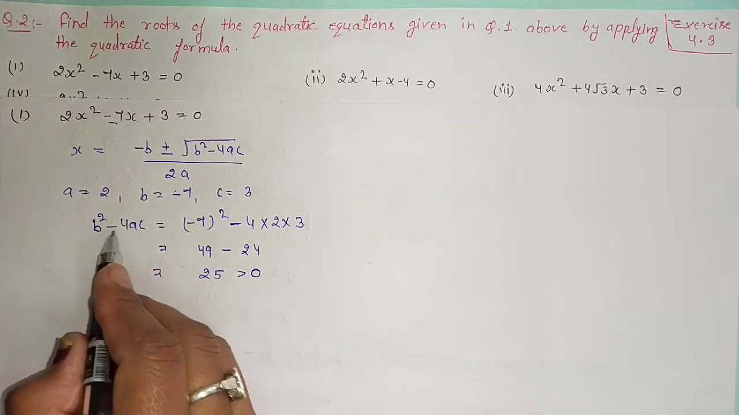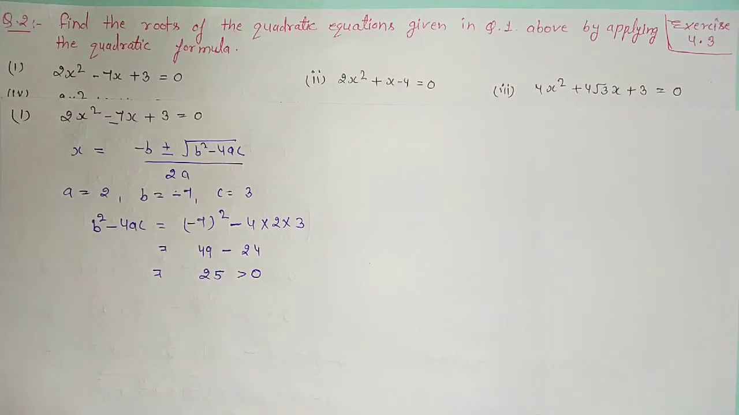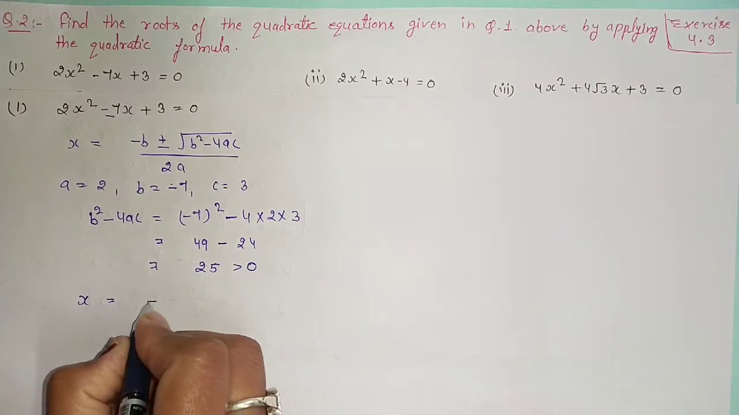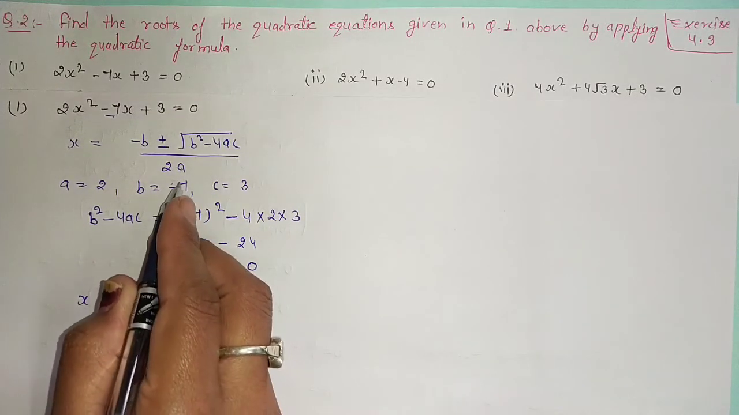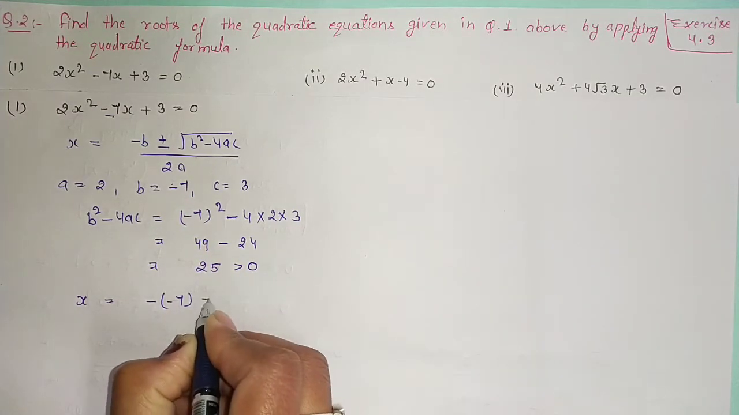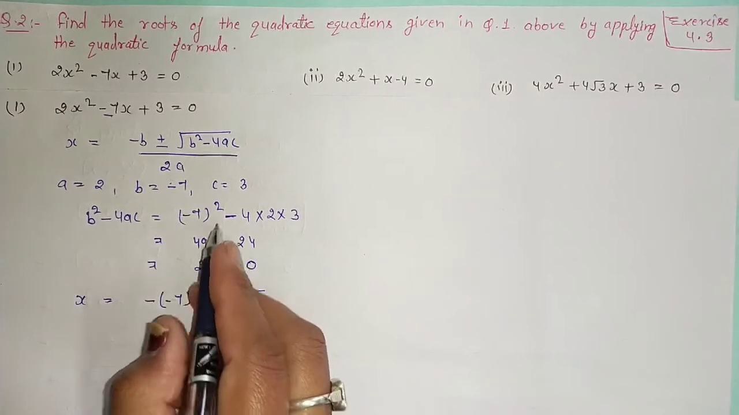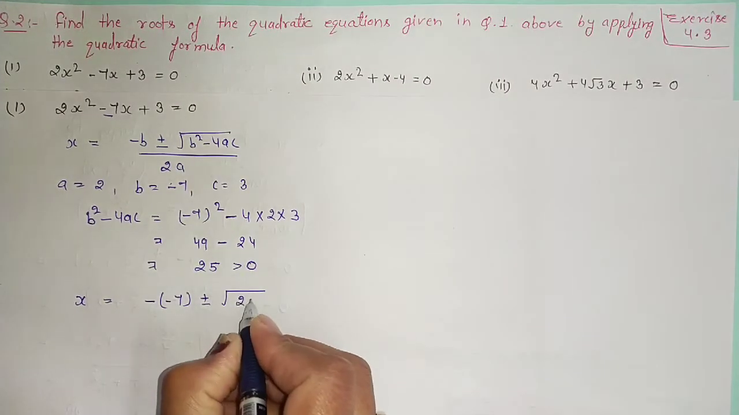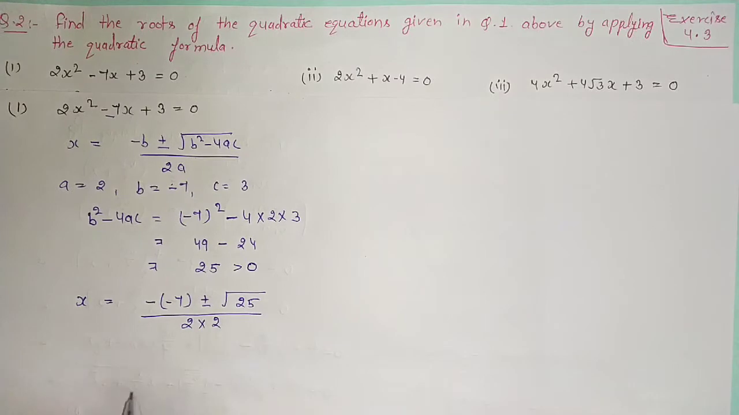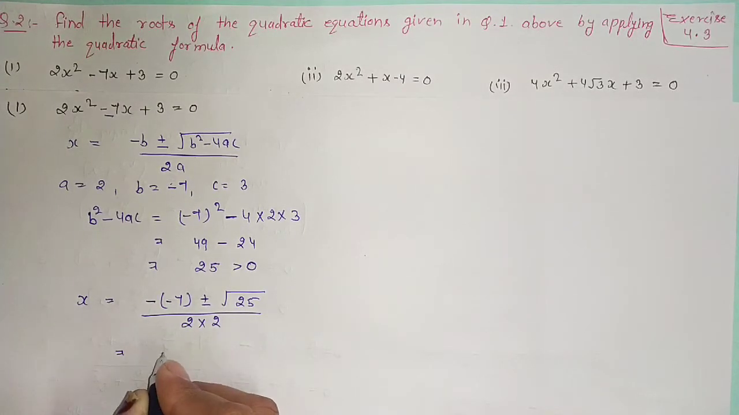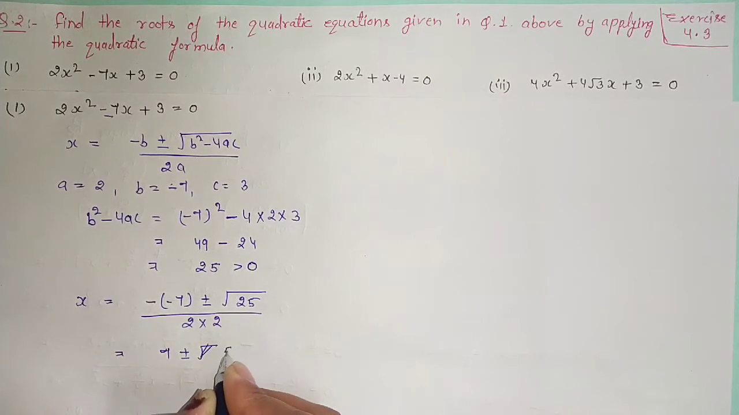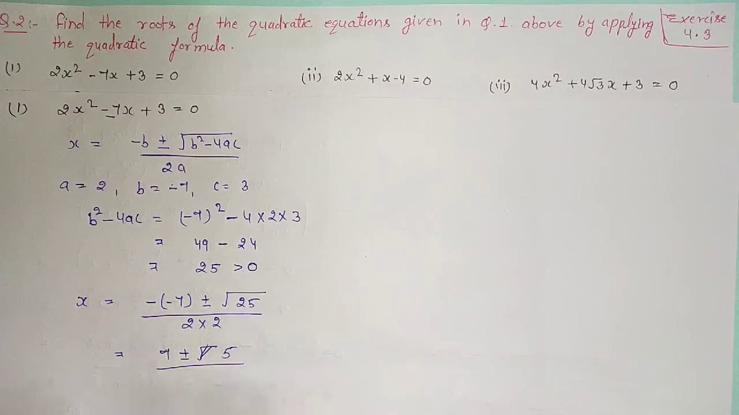Now we put the value of b squared minus 4ac in the quadratic formula. Therefore x equal to minus b, b is equal to minus 7, and minus b is minus of minus 7, plus minus root of the value of b square minus 4ac, which is 25, divided by 2a, which is 2. Minus of minus 7 is 7, plus minus root of 25 is 5, and 2 multiply 2 is 4.